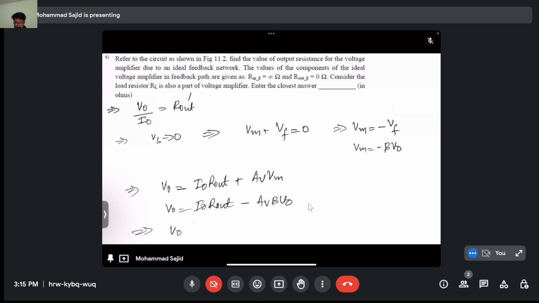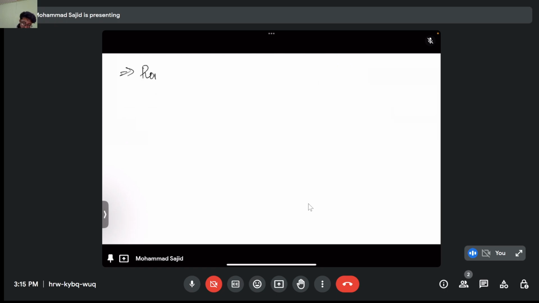So my V out times 1 plus AV times beta is I out R out. This implies R out dash will be equivalent to R out divided by 1 plus AV times beta. So it will be equal to R out, which is given to us as 1k, divided by 1 plus AV 175 into 0.1, that is 1k by 18.5.